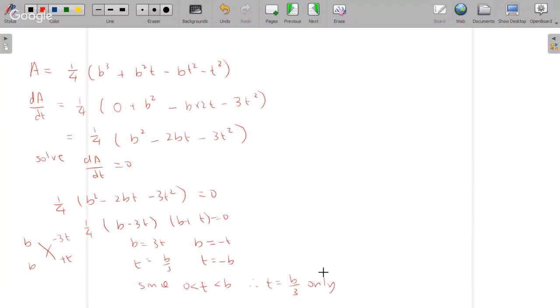All right, so now that we've got the magic number, we still need to establish that it is going to be a maximum. I think this one is easy enough to do a second derivative, so let's quickly do the second derivative. So we differentiate this again. So that just goes to 0, b squared, and then minus 2b plus, sorry, not plus, minus.